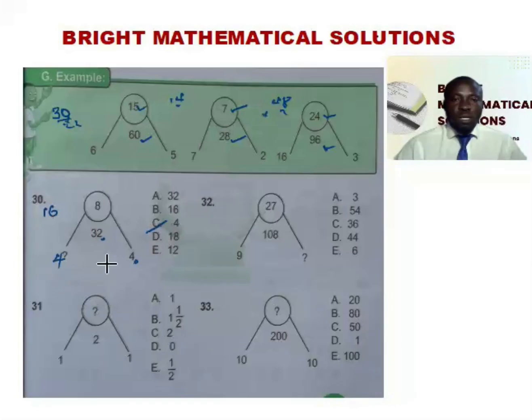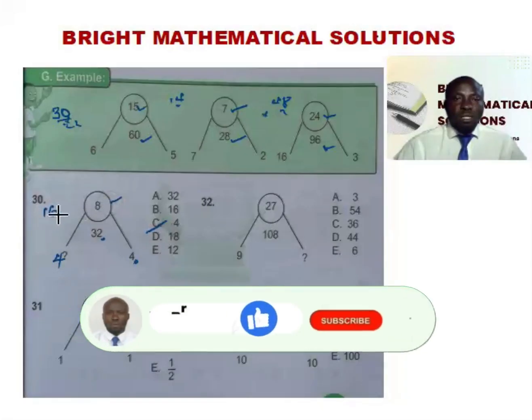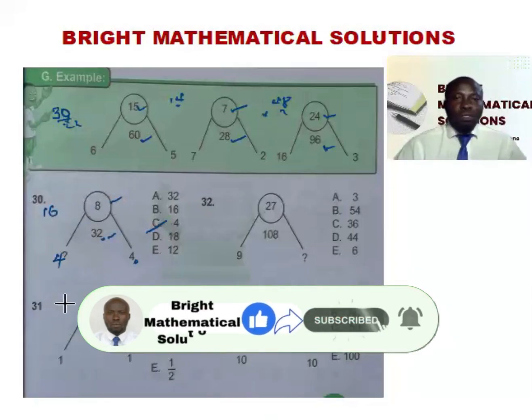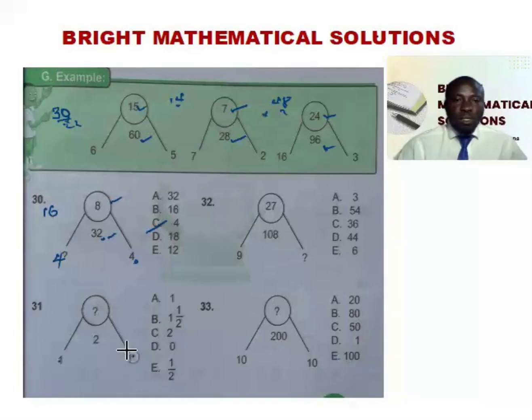If you multiply this by this, it will give you 16. 16 divided by 2 will give you 8. 16 multiplied by 2 will give you 32. So that's correct. For the next one, 1 multiplied by 1 gives us 1. If you divide it by 2, it gives us what is here. So our answer is 1 over 2. That's E.